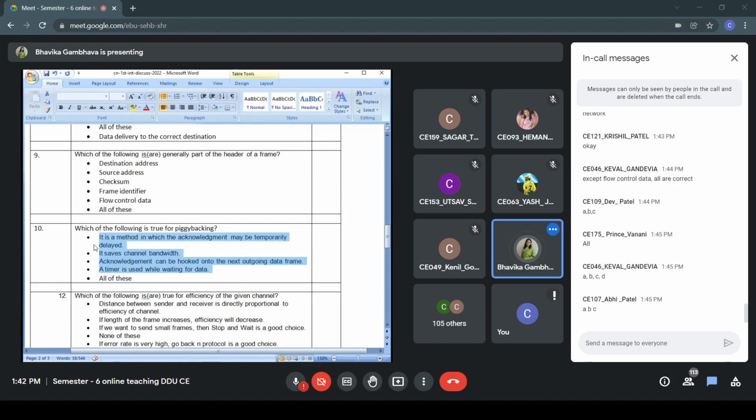That is true. D is also true, Abhi, because do you remember the auxiliary timer? If we don't have data, then we start the auxiliary timer or acknowledgement timer and we wait for data for a while, so that if data is going to come very soon, then we can combine our data and acknowledgement. So as most of you said, all of this is true, or you may write all of this.